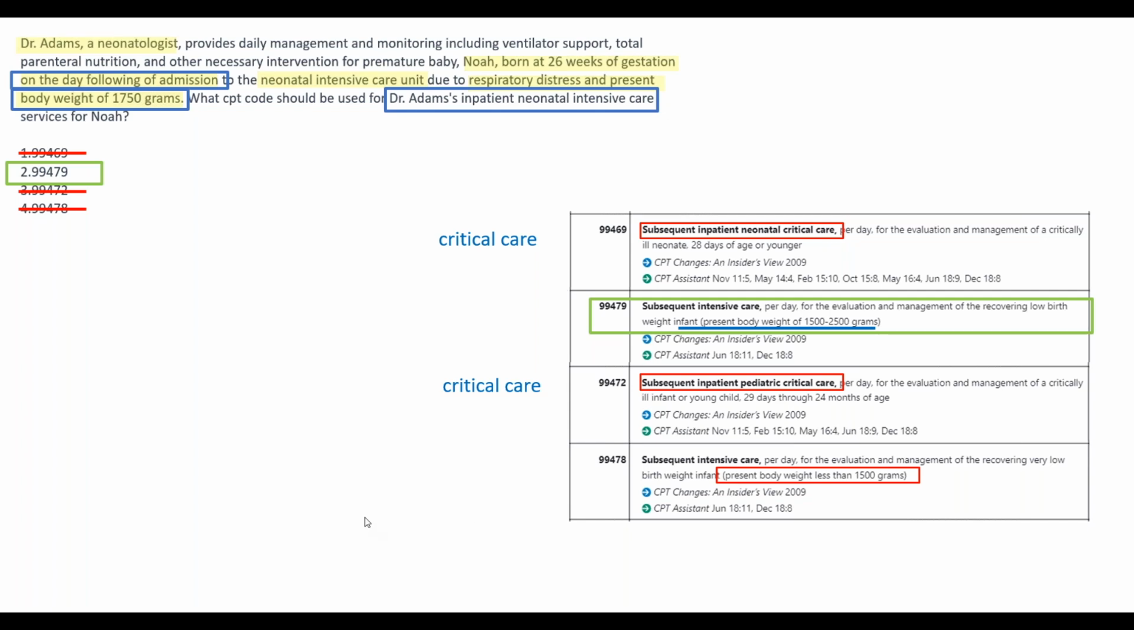Yes, there you go. Wonderful. I can see you all even giving the answers, the reasons why I picked option 2, in the chat. Exactly. It's for an infant, weight more than 1500 grams.